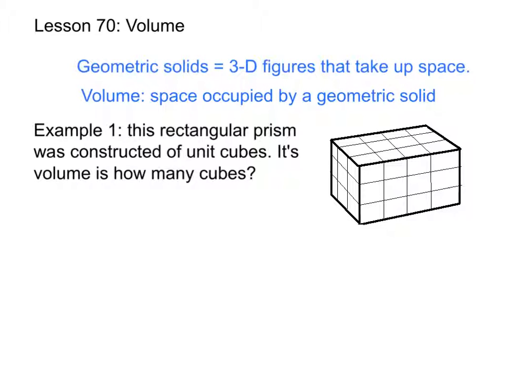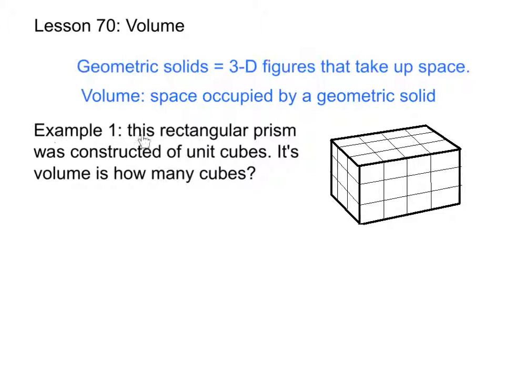Lesson 70 is on volume. Remember from lesson 67 that geometric solids are 3D figures that take up space. For example, right down here is a rectangular prism. It's 3D. Volume is the space occupied by a geometric solid. So this rectangular prism takes up space. You can set it on a counter. It's 3D. So let's look at example 1.